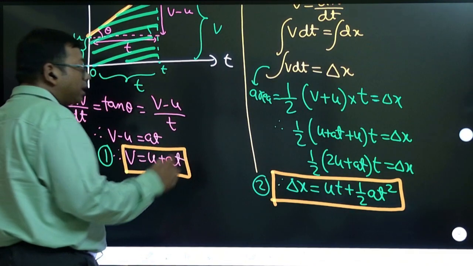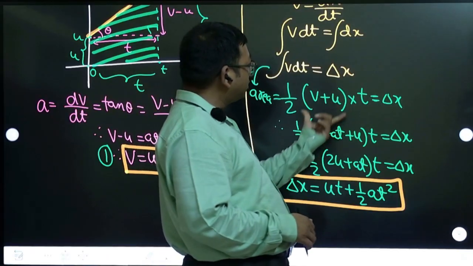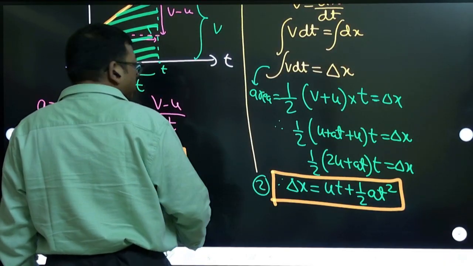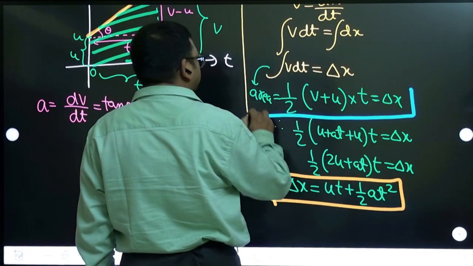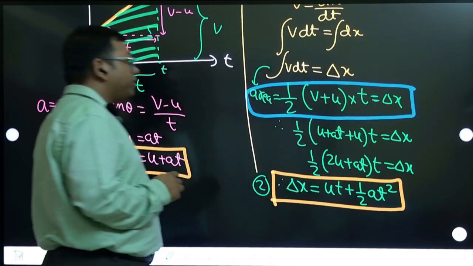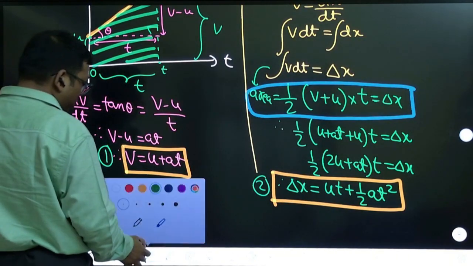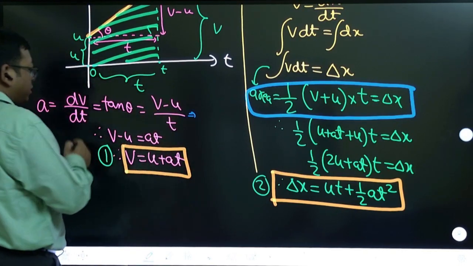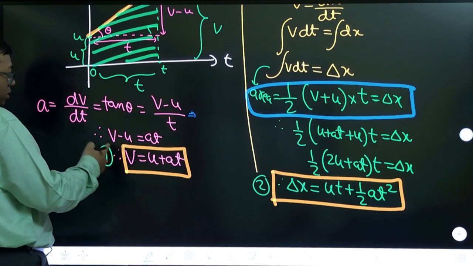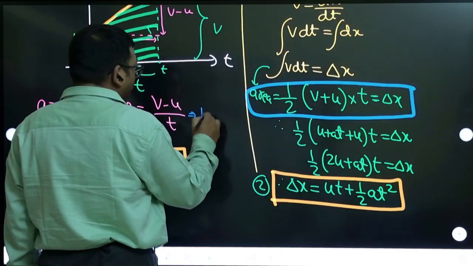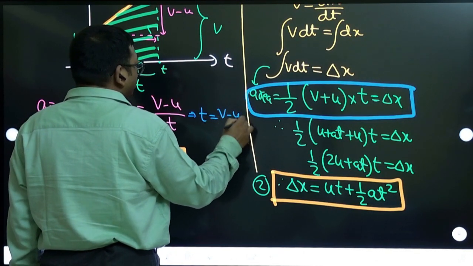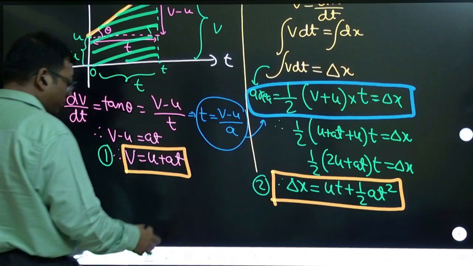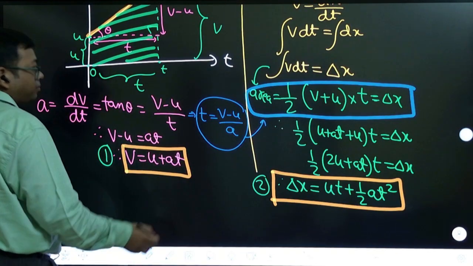Third equation. To get the third equation, you don't have to do much, just look at this equation that we got from area. Now what we will do is replace time. From the first equation, v minus u by t is equal to acceleration. So time becomes equal to v minus u by a. We will substitute that in this equation.